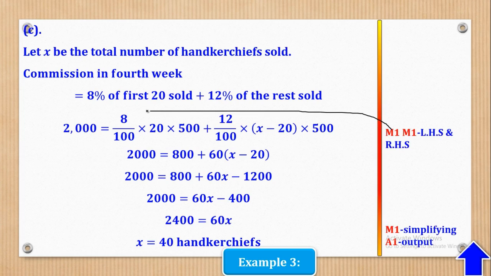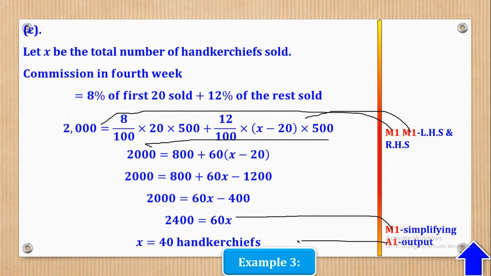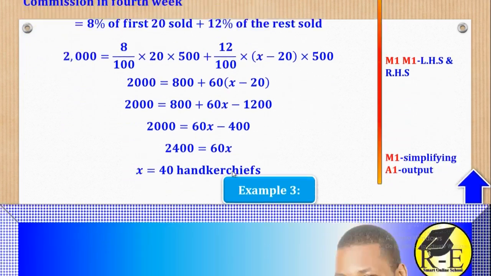So M1 for the left hand side and another M1 is for the right hand side, the whole of this. The another M1 is for simplifying to come up with this, and A1 is for making X the subject. So basically that's how the formulas could come about.